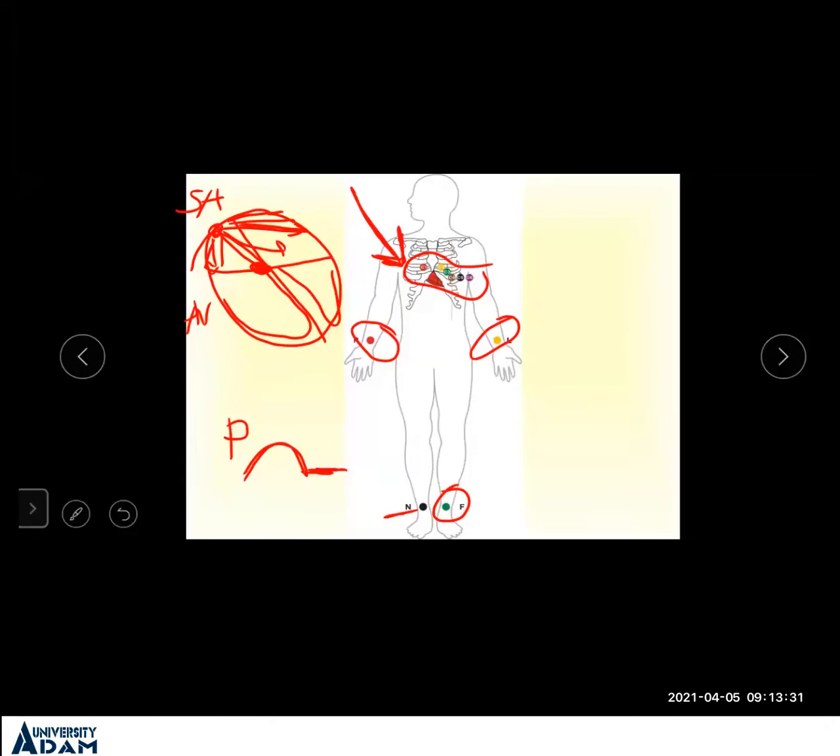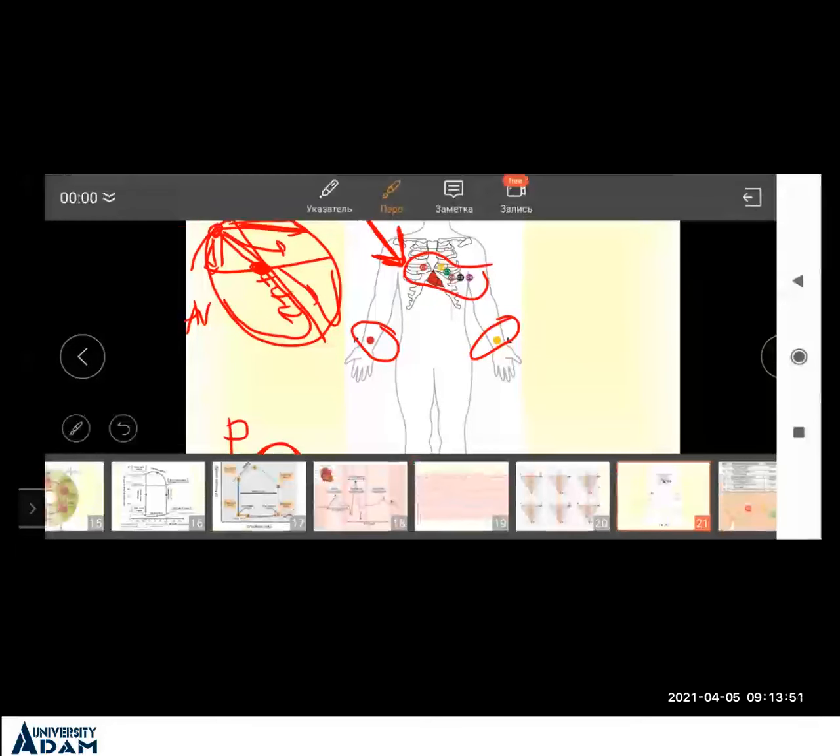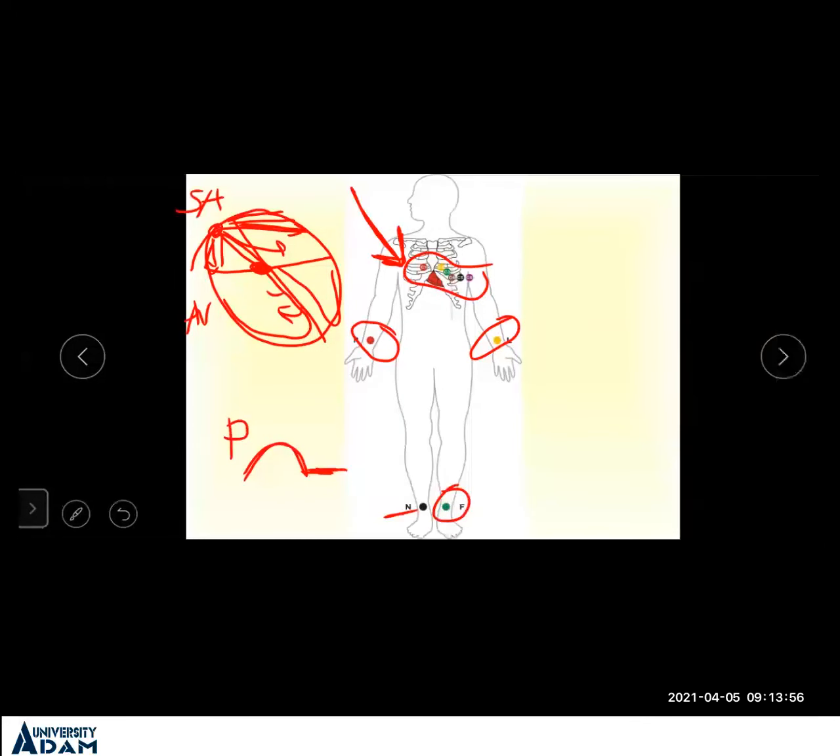After that, the impulse spreads to the interventricular septum. The interventricular septum is depolarized in this direction, from down, which is opposite to the main vector. That's why depolarization of the interventricular septum we see as Q wave, and it is negative. It is negative because the wave is opposite to the main vector.